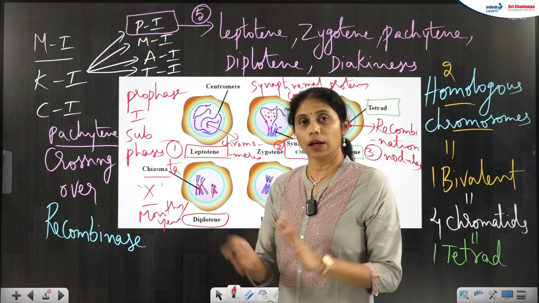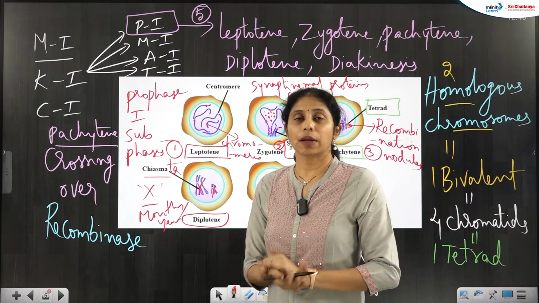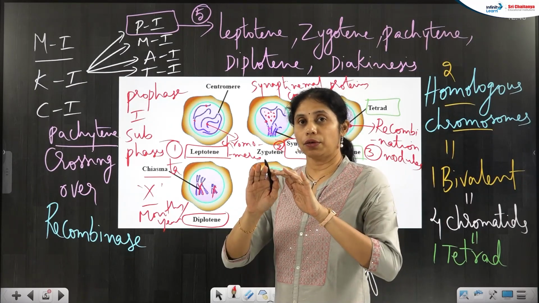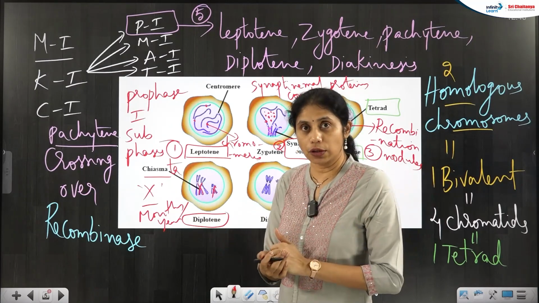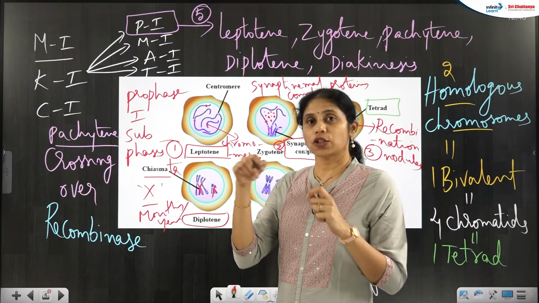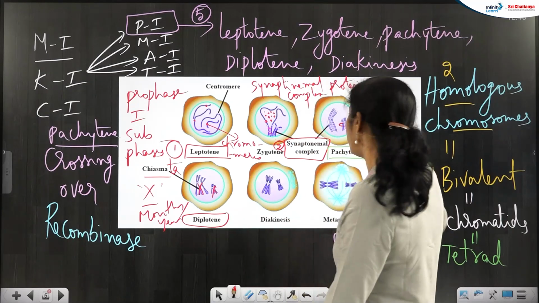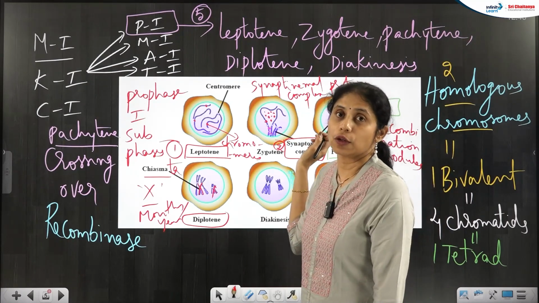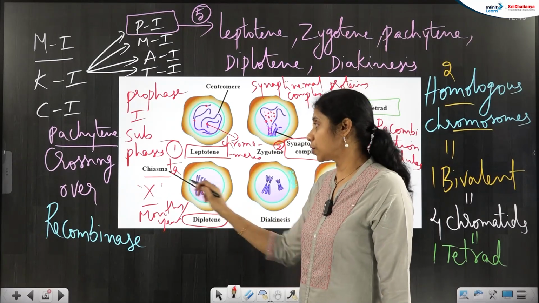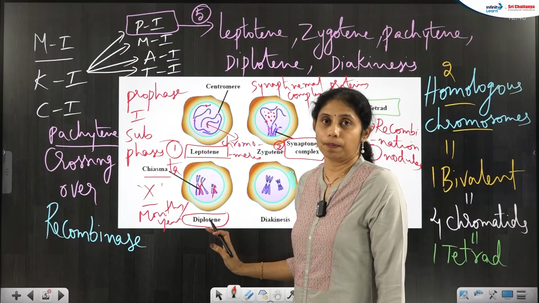So in the diplotene, condensation happened and dissolution of the synaptonemal complex proteins occurs, and the two chromosomes of a bivalent try to separate away from each other. That results in the visible X-shaped structures called chiasmata. They are seen here, but they are formed in the pachytene. They are the points of crossing over, points of exchange of genetic material. Chiasmata are very clearly seen in the diplotene.